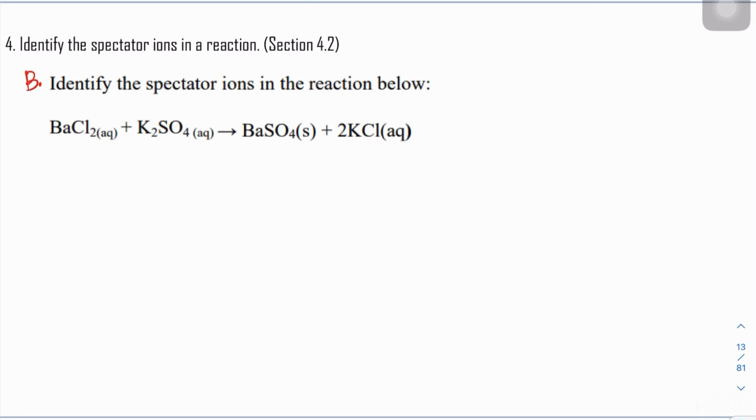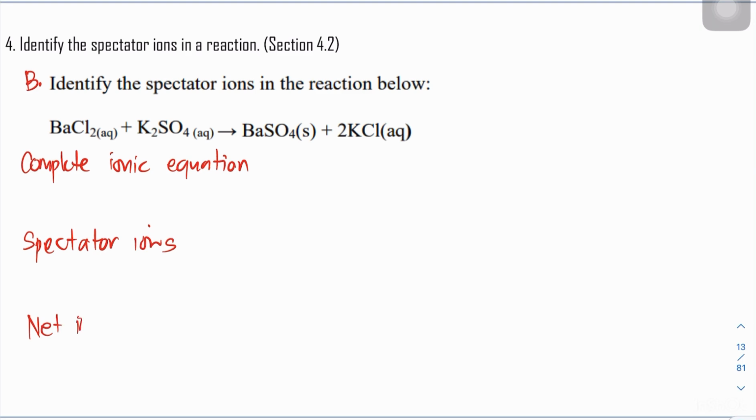Okay, so as I told you, we will use the conventional way that we discussed during week number 3. The first step is we need to write the complete ionic equation. The second one, we need to identify the spectator ions. And the third one, after you cancel out the spectator ions, you can identify the remaining net ionic equation.